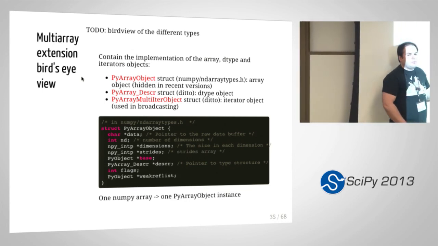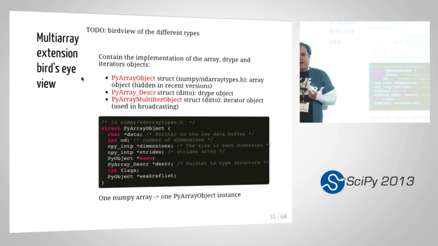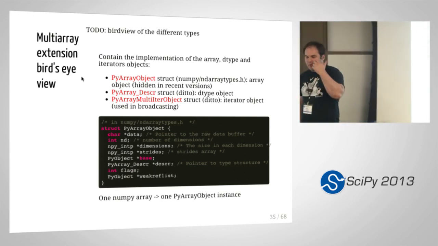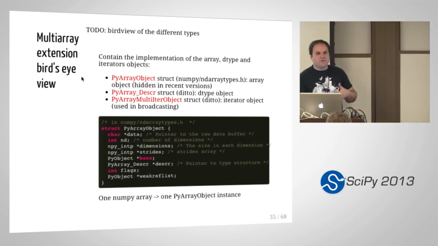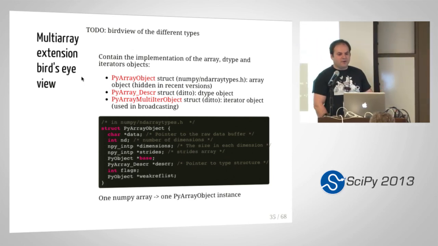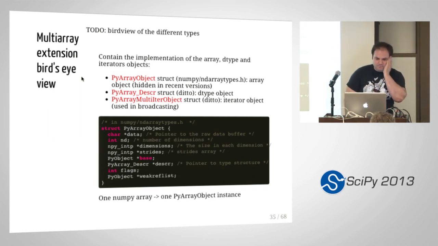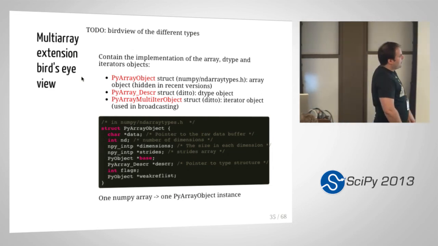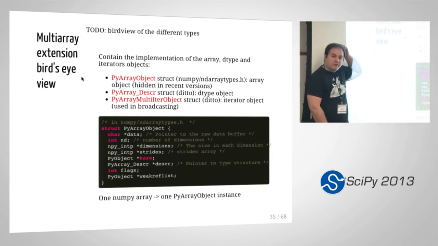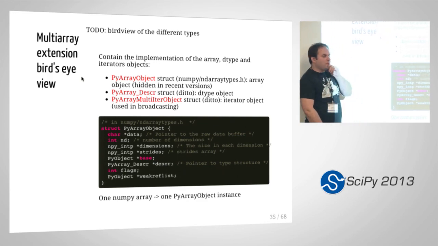So maybe the most important structure is the PyArrayObject. The PyArrayObject is a C structure that contains, every time you have an instance of a NumPy array in Python, underlying you have one PyArrayObject structure. Here you can look into the NumPy source code, but the actual content is pretty simple, actually.